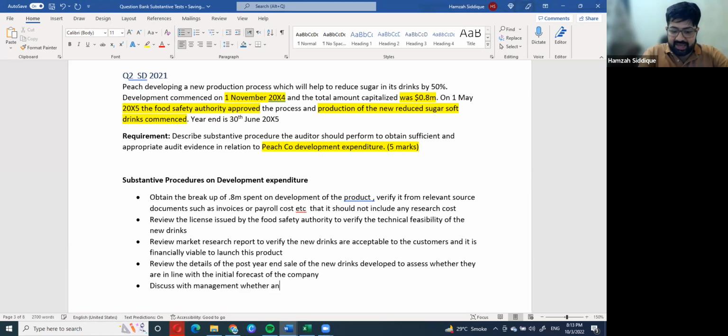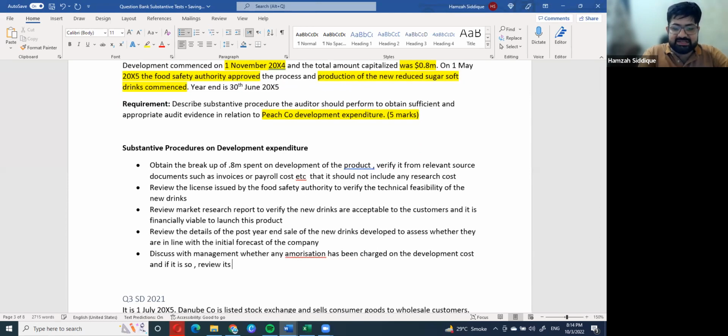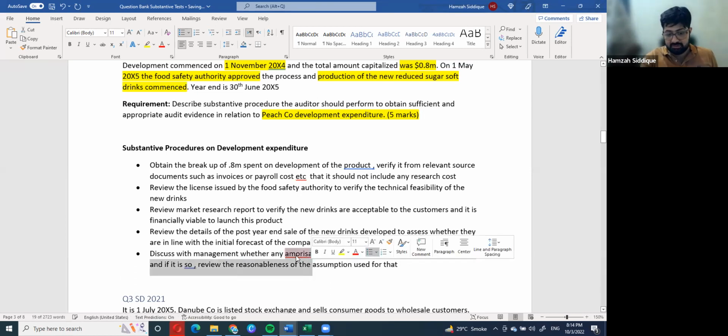Whether any amortization has been charged on the development cost, and if it is so, review its reasonableness as per the discussion with management. As per the review, the reasonableness of assumptions used for that amortization. Yes.